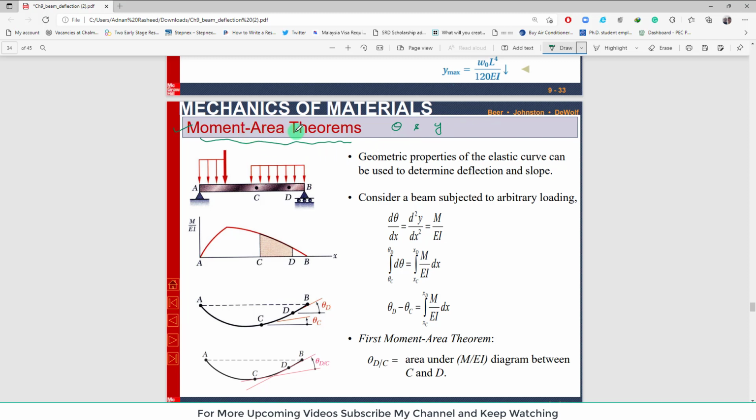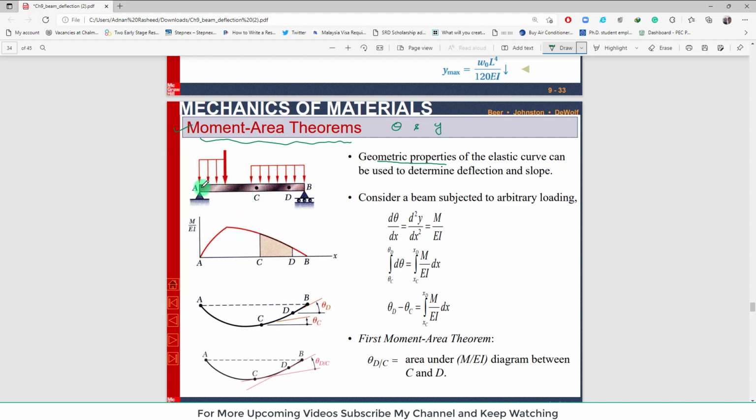In the moment area theorem we will discuss the first moment area theorem and the second moment area theorem. So first we will discuss the first moment area theorem. In this theorem, the geometric property of the elastic curve can be used to determine the deflection and slope. So basically we will determine the slope and deflection by using the moment area theorem.